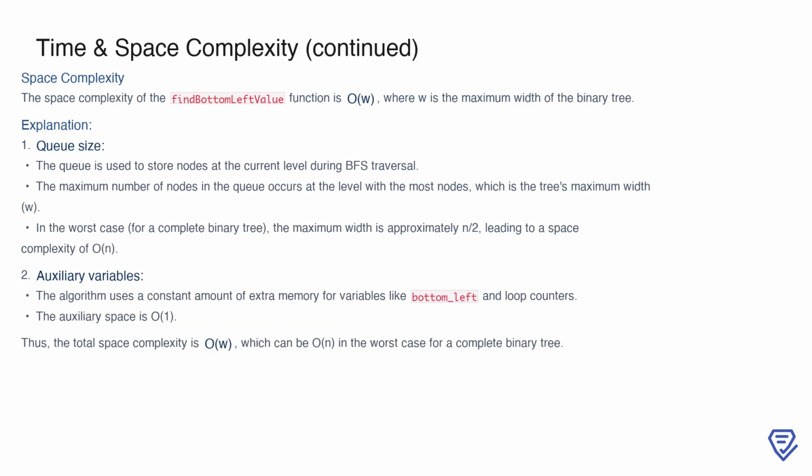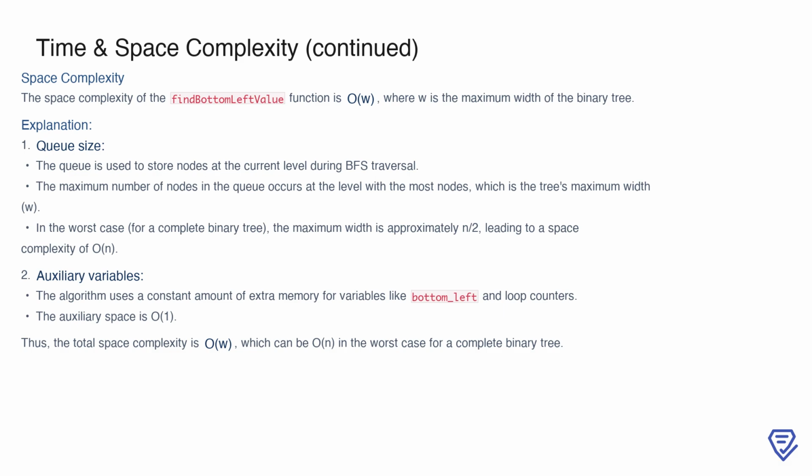The space complexity of the find bottom left value function is O(w), where w represents the maximum width of the binary tree. The width is defined as the maximum number of nodes present at any single level in the tree. During the BFS traversal, the algorithm uses a queue to store nodes at the current level, and the size of the queue peaks at the level with the most nodes. For a complete binary tree, this maximum width is approximately n/2, leading to a worst-case space complexity of O(n).